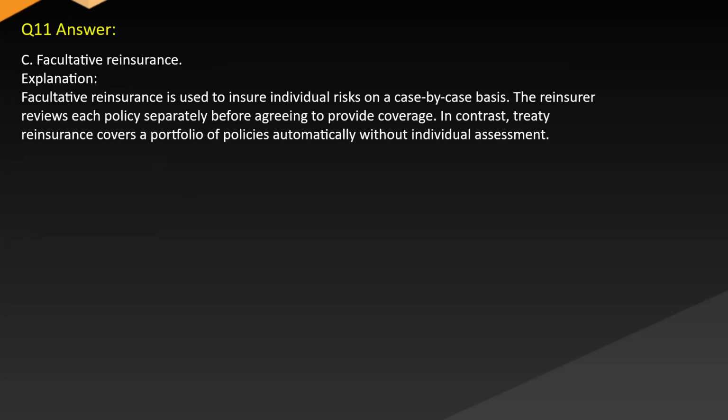Answer: C. Facultative reinsurance. Explanation: Facultative reinsurance is used to insure individual risks on a case-by-case basis. The reinsurer reviews each policy separately before agreeing to provide coverage. In contrast, treaty reinsurance covers a portfolio of policies automatically without individual assessment.